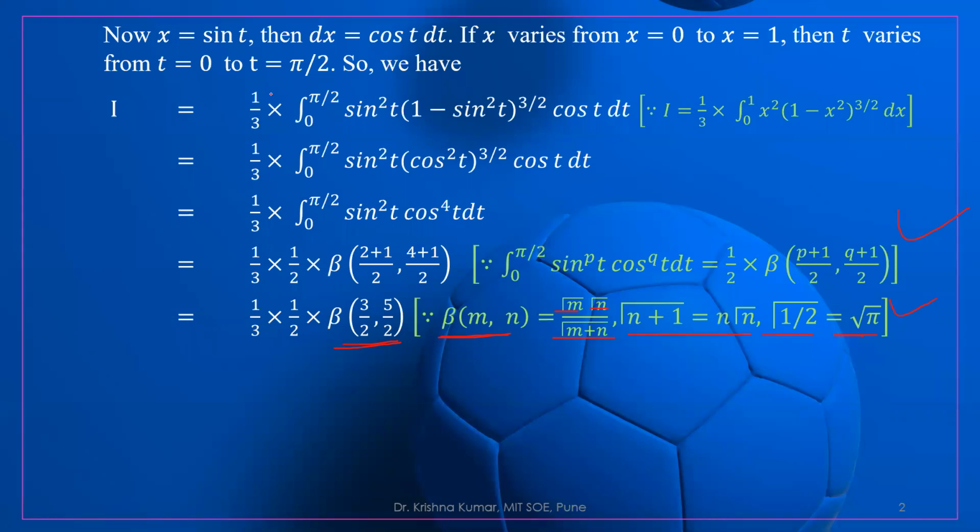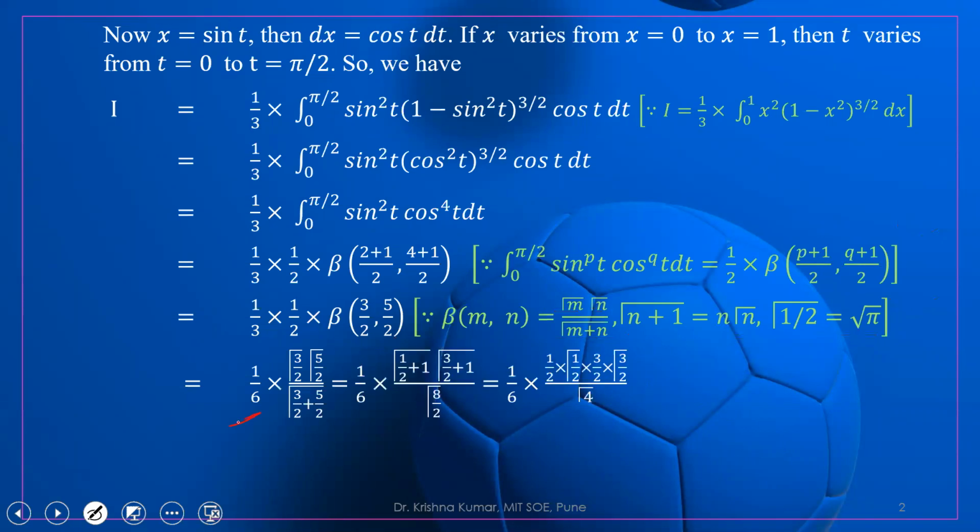Okay. So what is the value? This is beta of 3 by 2, 5 by 2. So how can we write it? If we apply this formula, it is gamma of 3 by 2, gamma of 5 by 2 divided by gamma of 3 by 2 plus 5 by 2. This is the value of this part. Okay. So what we have? 1 by 2 into 1 by 3 is 1 by 6, times gamma of 3 by 2, gamma of 5 by 2, divided by gamma of 3 by 2 plus 5 by 2.